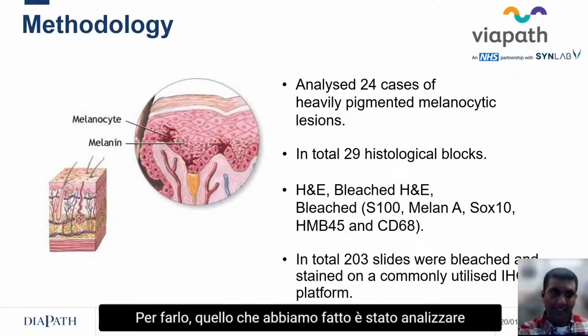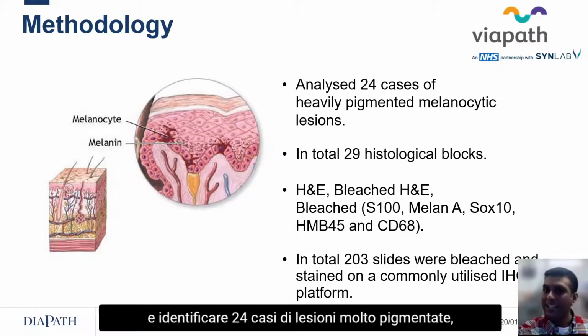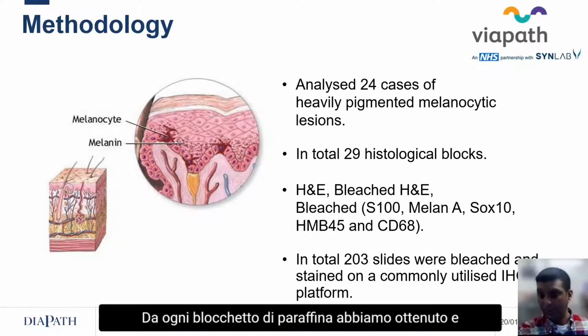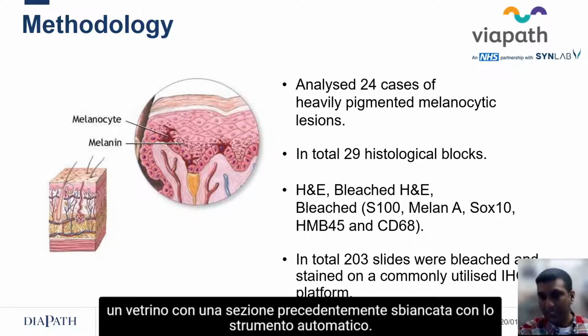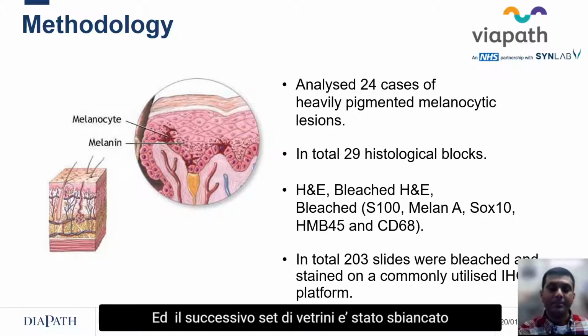So to do that, what we did was we analyzed and identified 24 cases of very heavily pigmented lesions, which equated to about 29 histological blocks in total. Each paraffin block, we cut and stained one H&E which was unbleached. One section slide we bleached first on the automated platform and then stained for H&E.